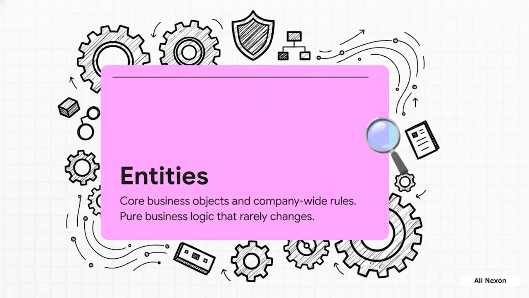So, right at the heart of it all, we have what are called entities. Now, these aren't just simple data structures. They are the critical business objects and the universal rules that govern your entire enterprise. Think about the concepts that would exist even if you didn't have a computer, things like a customer or a product. These are the fundamental truths of your business.